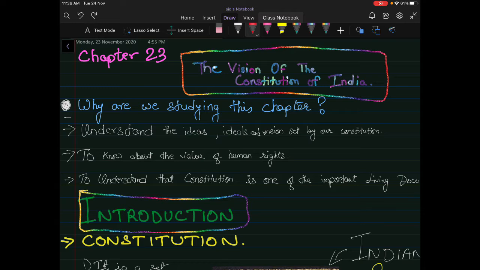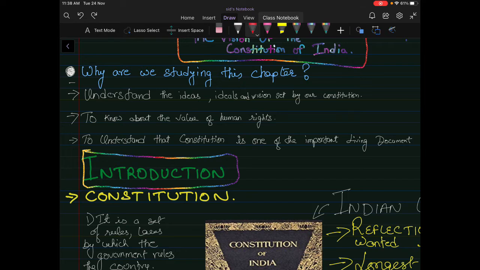So today we will be starting with a new chapter, that is the vision of the constitution, and this will be the final chapter for your final term examination. So before starting the chapter, one thing that every student should have in his mind is why are we studying this chapter? So we need to understand this. Students, why are we studying this chapter? We are studying this chapter in order to understand the ideas, the ideals and the visions of the constitution.